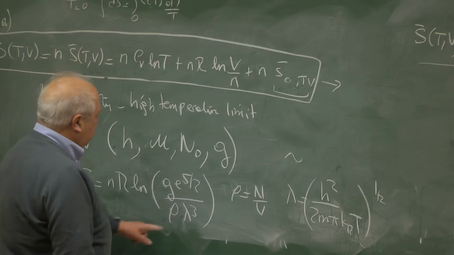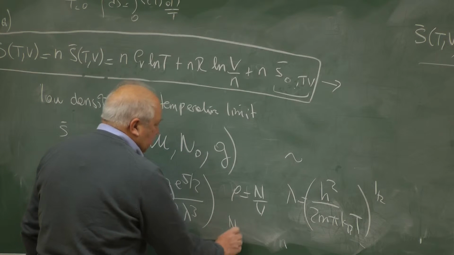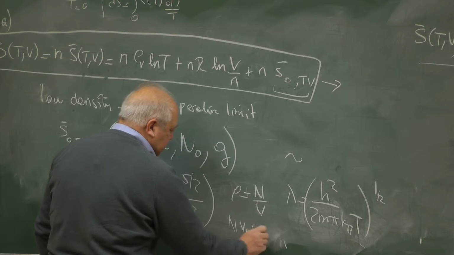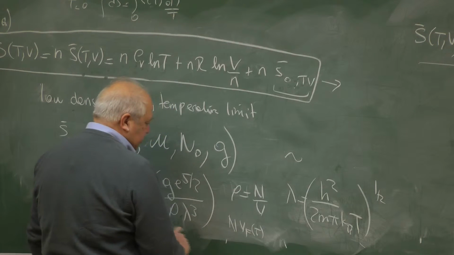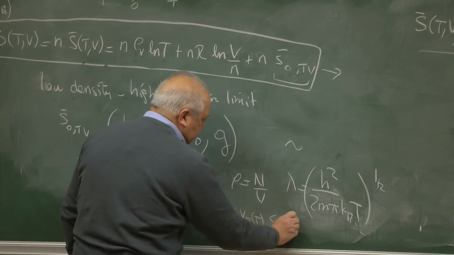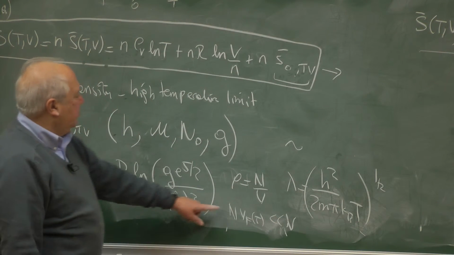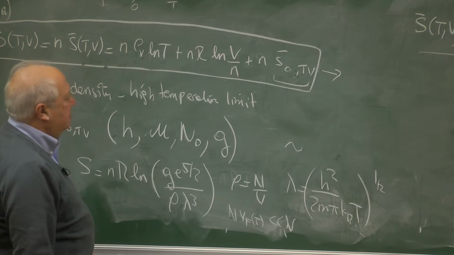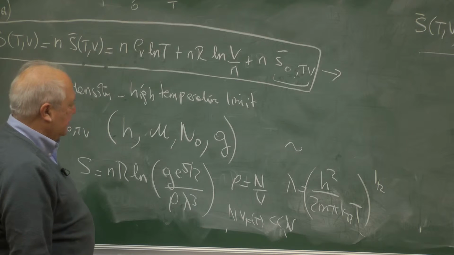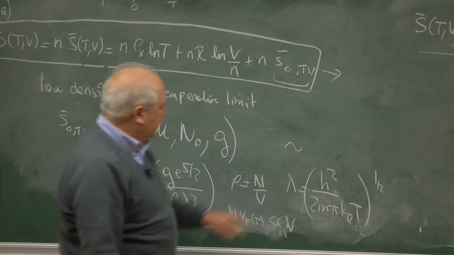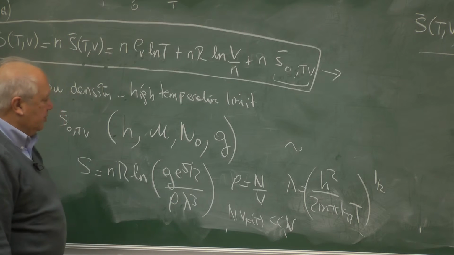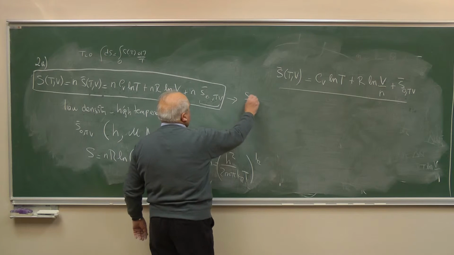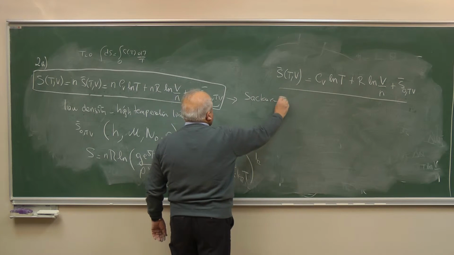So this says that n times the volume in which you can localize the particle, which is lambda cubed, must be very much smaller than the total volume. This is what we mean by low density and high temperature limit. If temperature is high, lambda is small, so rho lambda cubed is small. This has a name: the Sackur-Tetrode equation.